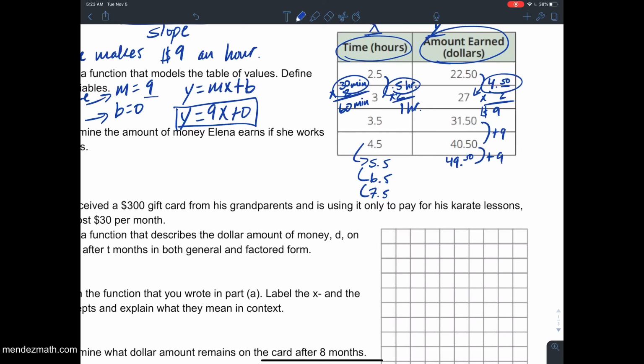49.50. You do another one, plus 9. So that one would go there. This next one, 58.50. And then the last one, you add 9 if you wanted to. You go 67.50. You could do that. So my guess is the answer is going to be right here. If she works 7.5 hours, make $67.50.